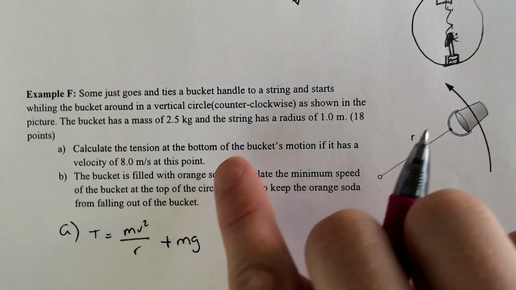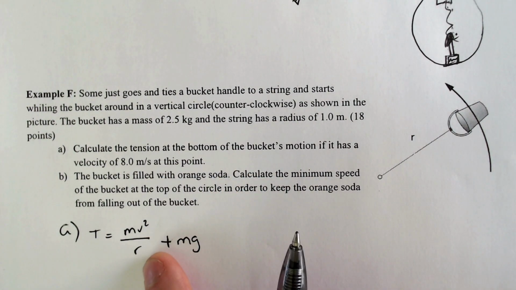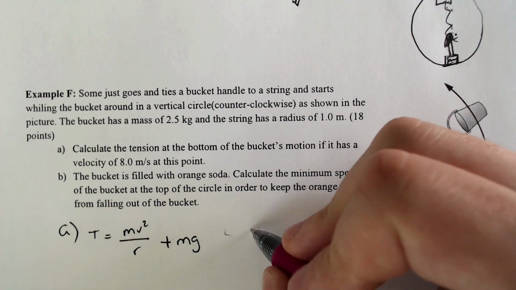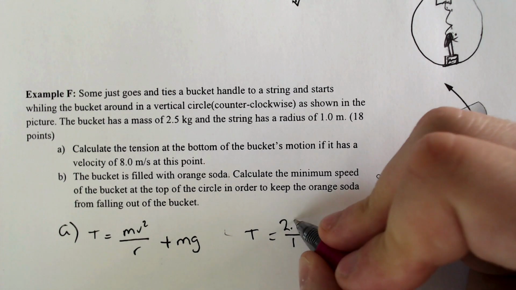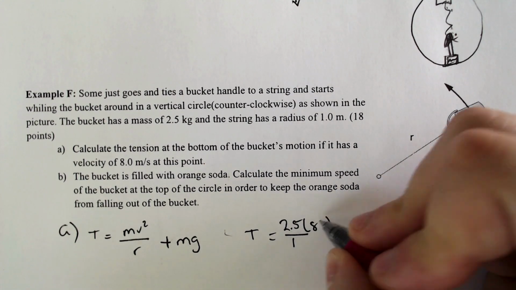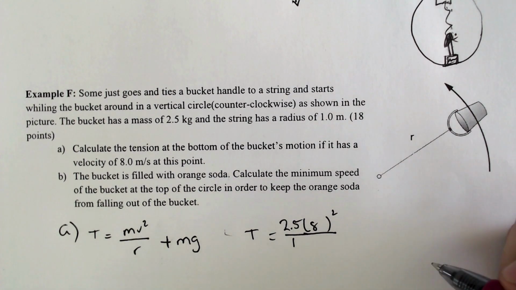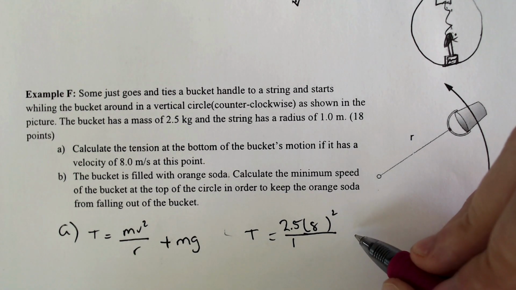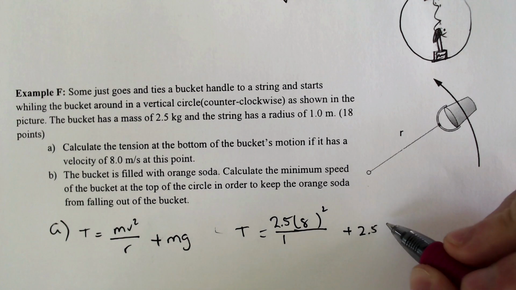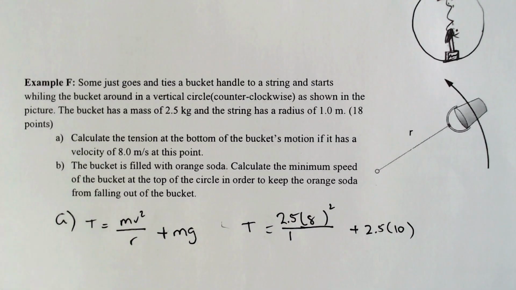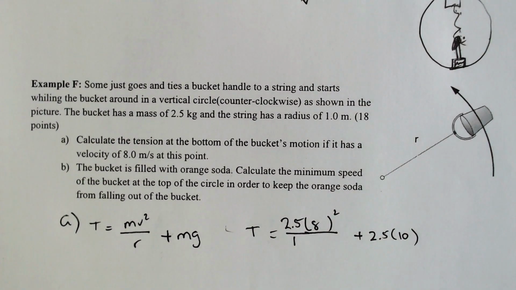All right, so what do we got? We got a radius of 1, we can plug that in, so the tension would equal 1 for the radius, the mass is equal to 2.5, the velocity is equal to 8 squared, and then we would have to add the mass, which would be 2.5 times gravity times 10. Okay, calculator time.